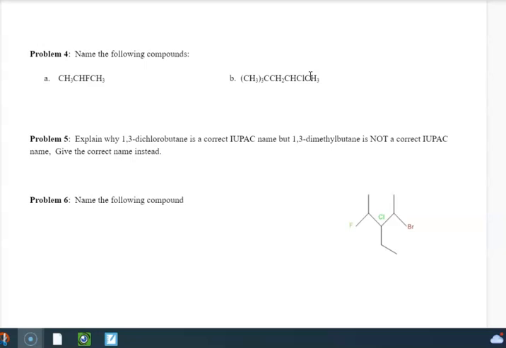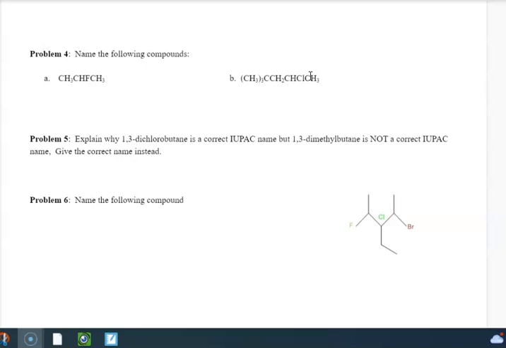So at number 5, I really like this question. Go ahead and draw both 1,3-dichlorobutane and 1,3-dimethylbutane and see what's going on and answer the question. I'll pause again for you. All right, so I don't know if you had a chance. If not, pause it, and then when you're done, listen to me.